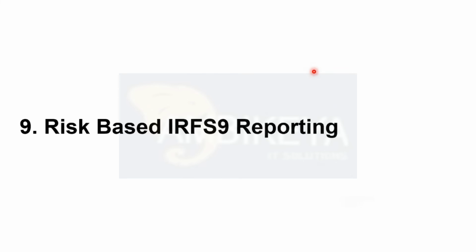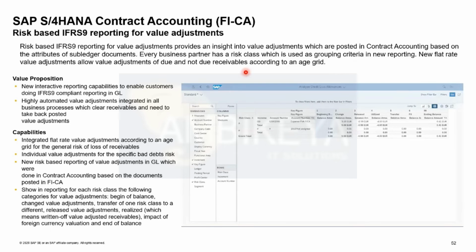Okay. Now coming to the next topic, the IFRS reporting. This reporting is based on GL data, but FICA posts into the GL and passes over further information so that this can be used, and FICA was the pilot already for IFRS 9 reporting.